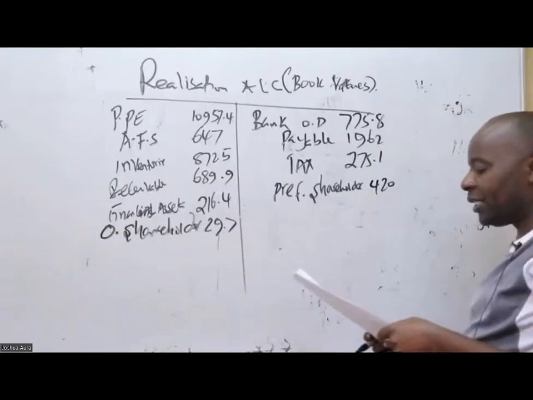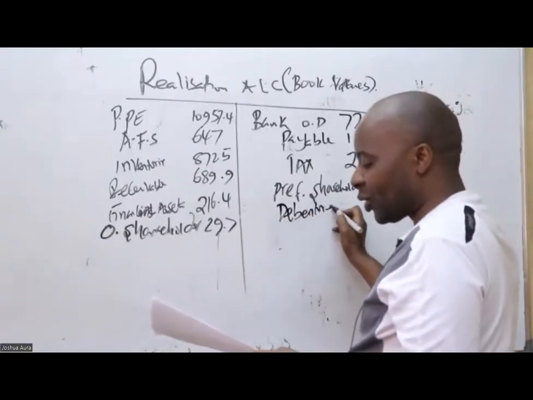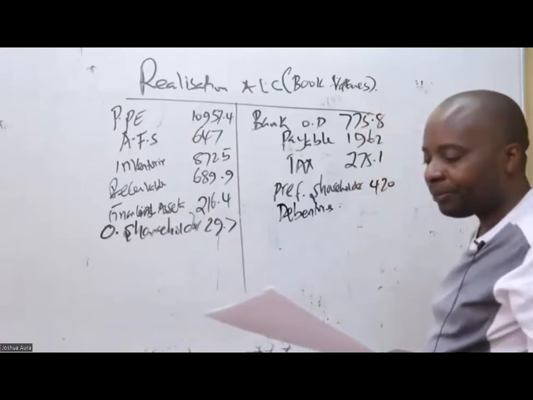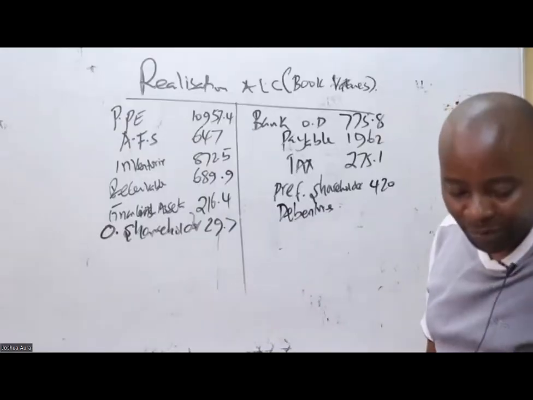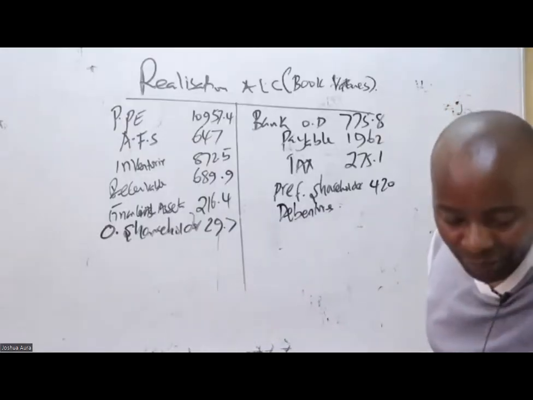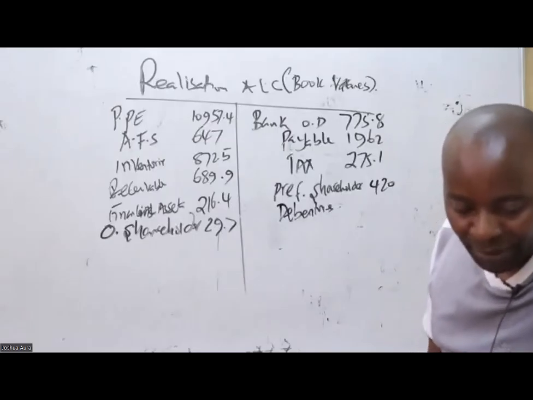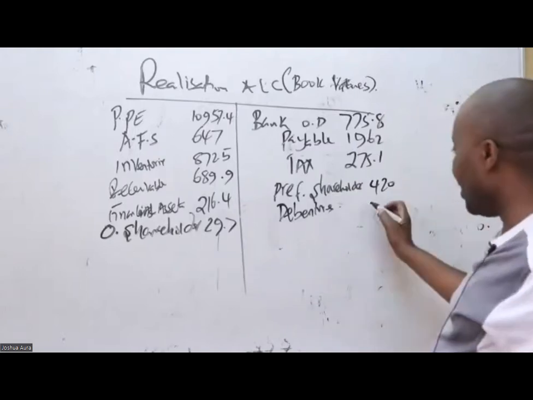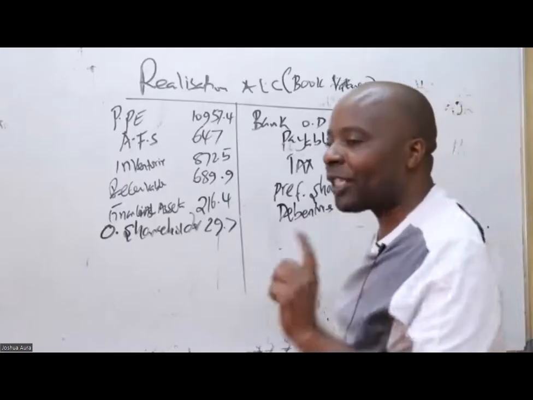And then we have debentures. How much for debentures? 400 credit. Now remember, we have something that so many of us forget.